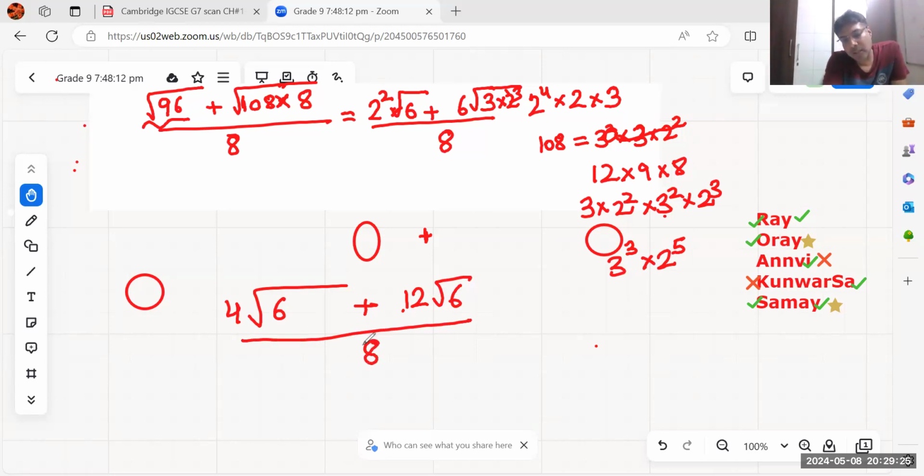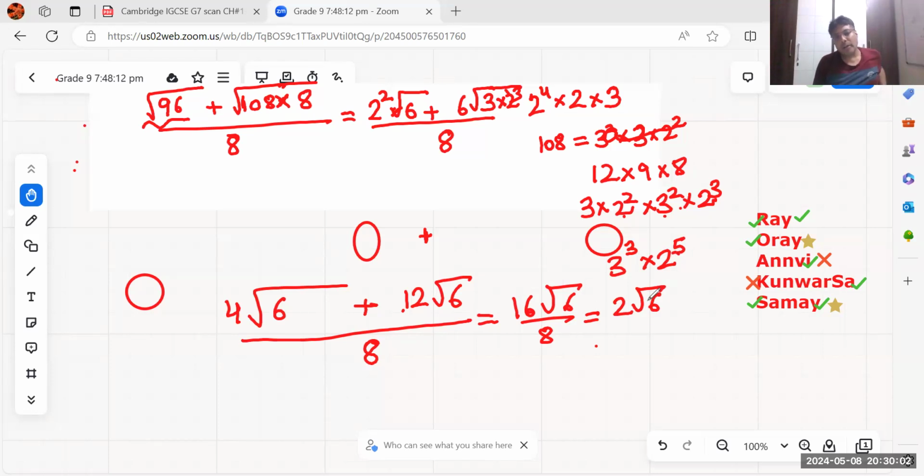Any doubts in this? Yes or no, guys? Let me check this. No. 3 into 4, 3 square into 2 cube. I got 2 to the power 5, so I can take one 4 out. And I got 3 square. I can take 4 and I can take one 3 out, so I'll get 2 root 6. So I will get 16 root 6 upon 8, which will give me 2 root 6. So what's the answer for this? The answer is 2 root 6.